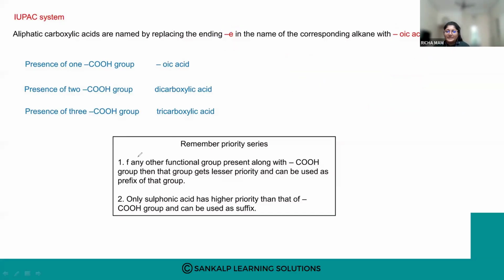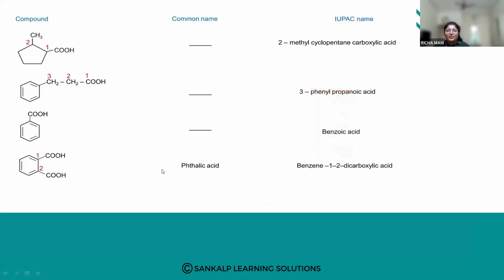Then we saw the priority series. If any other functional group is present along with the carboxyl group, then that group gets lesser priority and is used as a prefix. Prefix means the word written before you start naming. The carboxyl group should get the lowest numbering. Only sulfonic acid has higher priority than the carboxyl group, which is used as a suffix. Suffix means a word written at the end. Then we saw some examples of how to name the compounds.